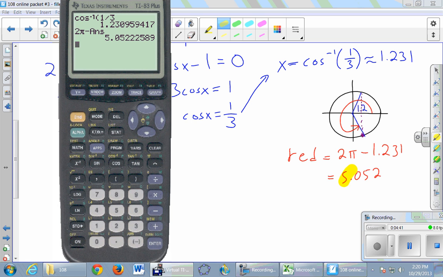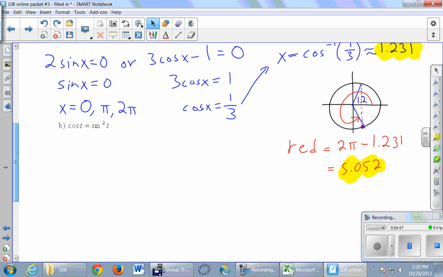Okay, so then I'll highlight all the different answers. We had these two answers from the second equation, and then these 3 answers from the first equation. So 5 answers altogether. Certainly you can use the graphing capability of your calculator to check and see that you get those 5 answers.